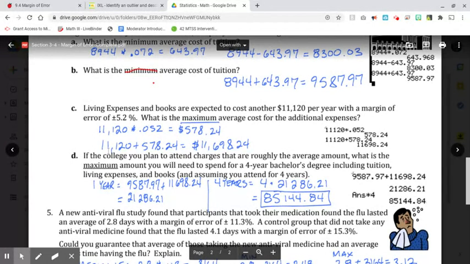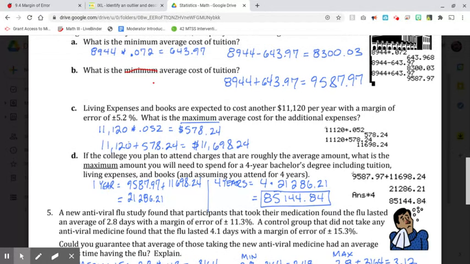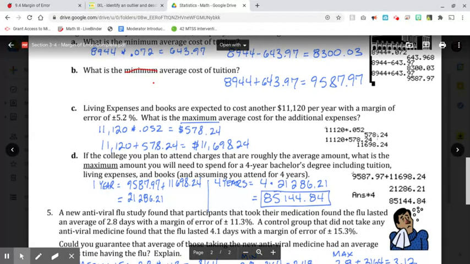And so we're going to take $11,120 and add the $578.24, which will give us a maximum extra cost of $11,698.24. And again, you can see my work over here in the calculator.